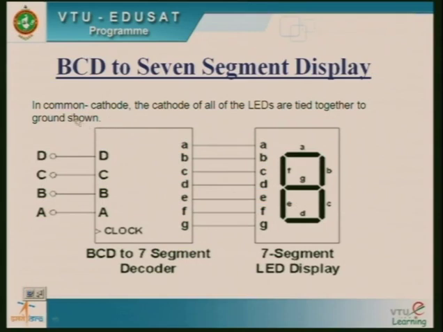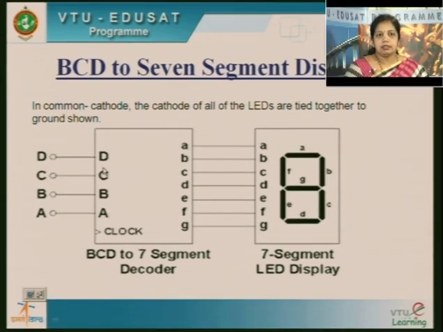In common cathode configuration, the cathodes of all LEDs are tied together, as we have shown previously. Now we have the BCD inputs, A, B, C, D. These are the inputs I am going to connect, 4 inputs as you know. BCD is connected to the 7-segment output, so the outputs will be A, B, C, D, E, F and G. So we have 7 outputs here and 4 inputs here.